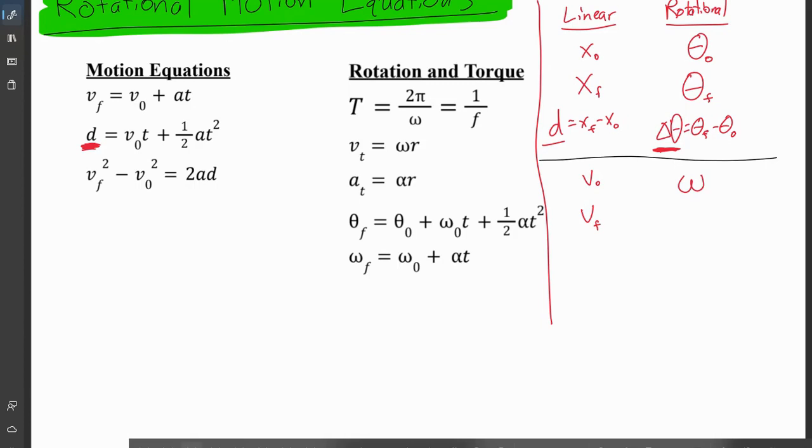This is lowercase omega. It's a Greek letter, because I guess we ran out of English letters. So this is omega, it is not W. If you say W, I'll take your paper and bonk you over the head with it. We have omega initial and omega final. Those are angular velocities: our initial angular velocity and our final angular velocity, just like initial velocity and final velocity, but these ones are linear and these ones are something rotating.